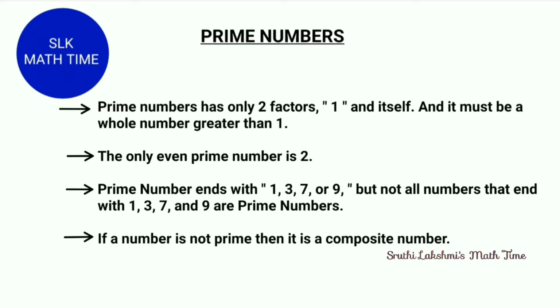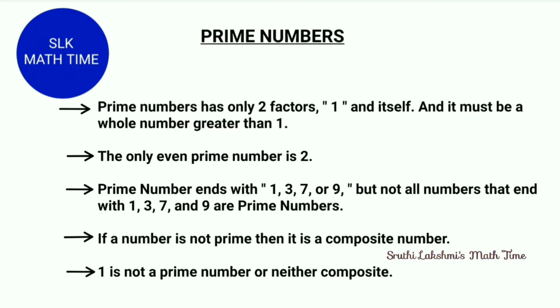Also, if a number is not a prime number, then it is a composite number. So, prime and composite are totally the opposite. A prime number only has two factors which are 1 and itself, while a composite number has more than two factors. So meaning it has more than the factors 1 and itself. Also, 1 is not a prime number or a composite number.